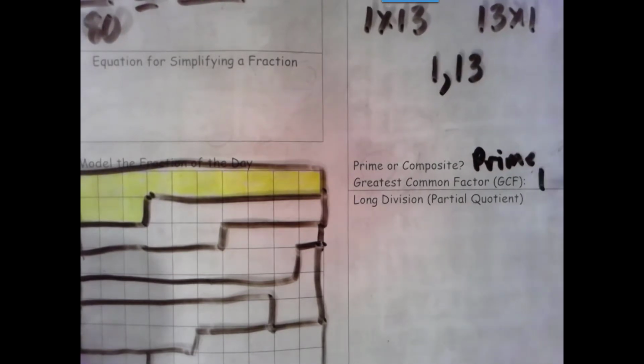10 plus 3 is 13. 7 plus 6 is 13. 4 plus 9 is 13. And I have 11 left over, so 13 is not our greatest common factor. So that means that 1 is our greatest common factor.